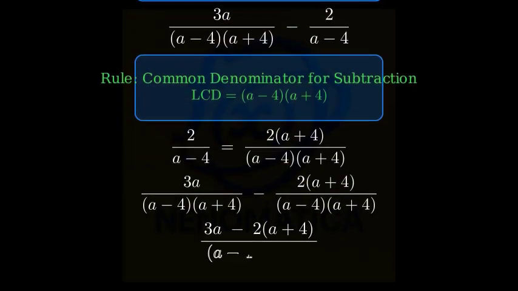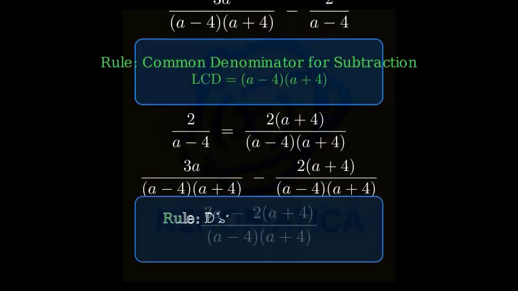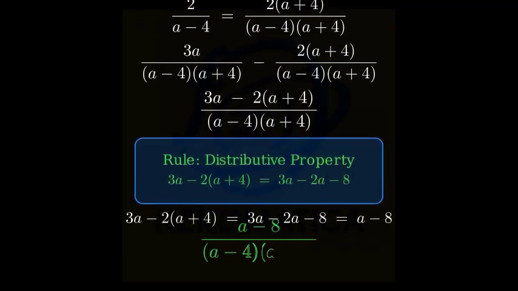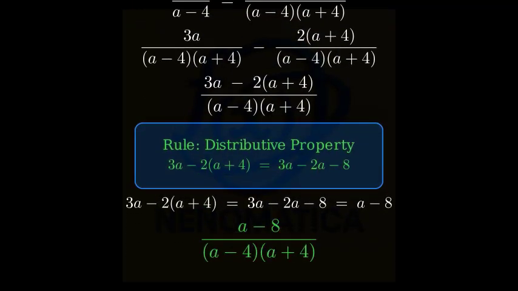We get 3a minus 2 times (a plus 4), all over (a minus 4) times (a plus 4). Step 4. Distribute and simplify the numerator. 3a minus 2a minus 8 simplifies to a minus 8. So the entire fraction becomes a minus 8 over (a minus 4) times (a plus 4).